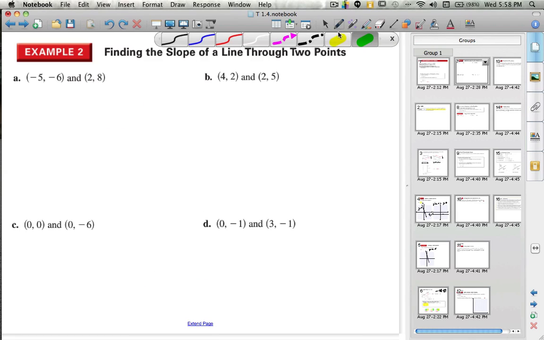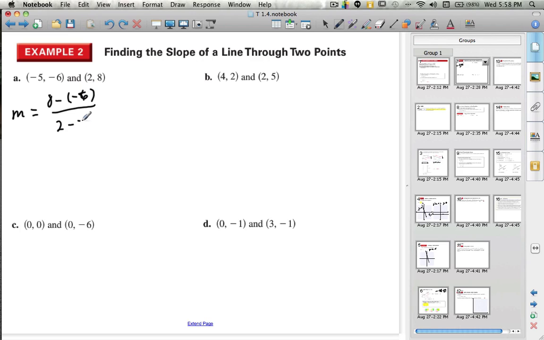If I want to go ahead and calculate slope, that's pretty simple. Again, I just have to determine which point I'm going to use first. So in this case, I'll use 8 minus negative 6, and 2 minus negative 5. 8 minus negative 6 is 14. 2 minus negative 5 is going to be 7. So this would be a slope of 2.